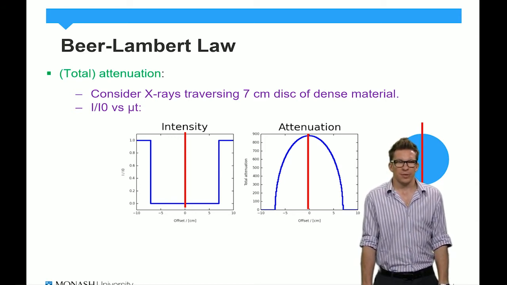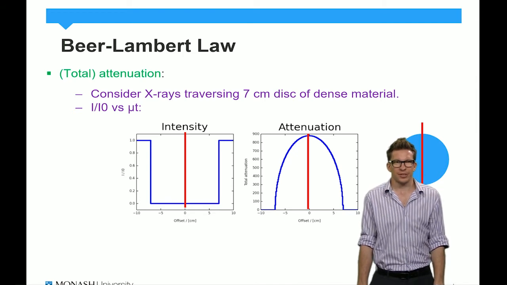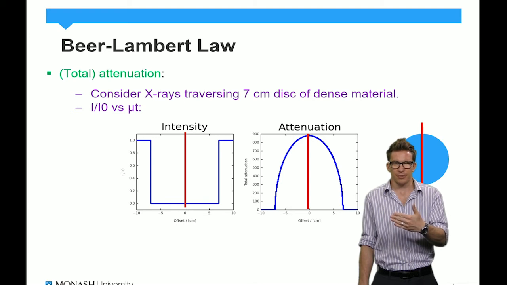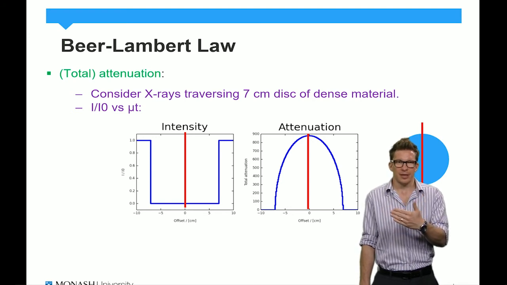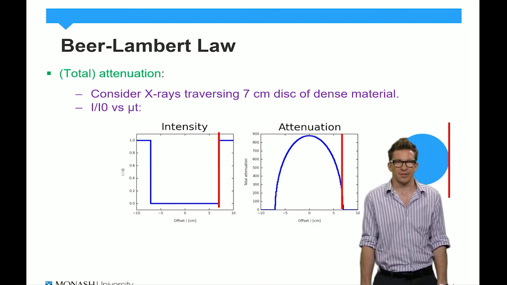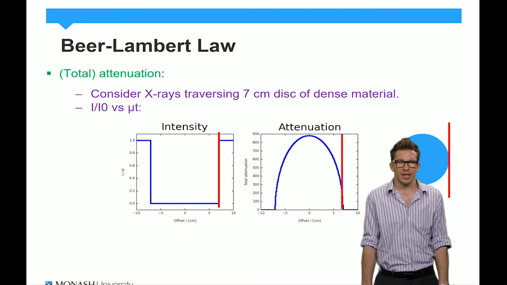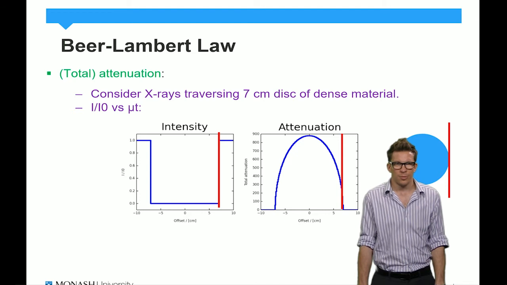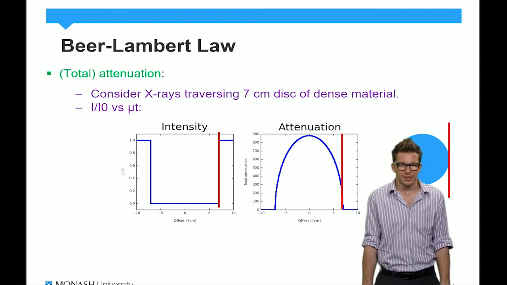Now, the total attenuation, which is plotted on the right-hand side there, because this is a single object made of the same material, mu is the same everywhere, so that means the product mu t, as a function of position across the object, just traces out effectively the diameter of the disc. So the attenuation is maximum when the X-rays go through the middle of the disc, and minimum when the X-rays just clip the edge of the disc.